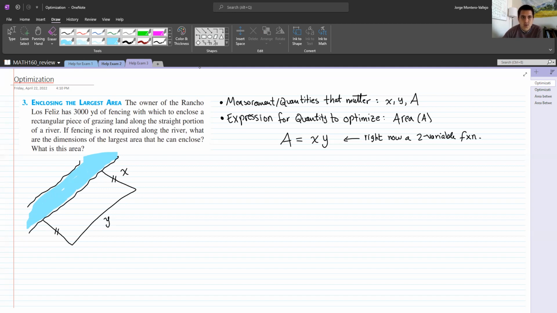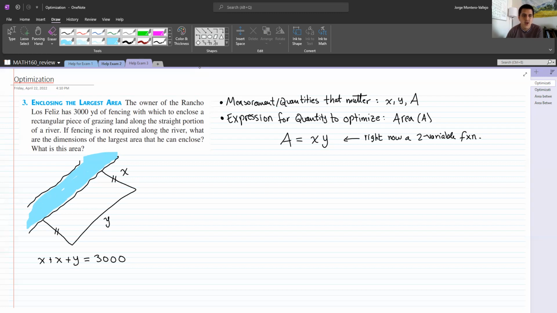Well, for that, we will need to use the information given in the problem. The problem says that we only have 3,000 yards of fencing, and we need to use it all. So what does that mean? It means that the sum, like the perimeter, will always need to end up adding up to 3,000. With what I said about the perimeter, we can already say the following. We can say that X plus Y is equal to 3,000. This is the perimeter.